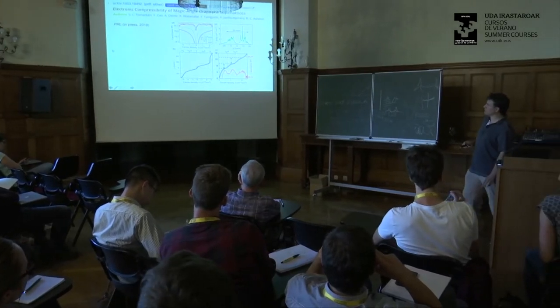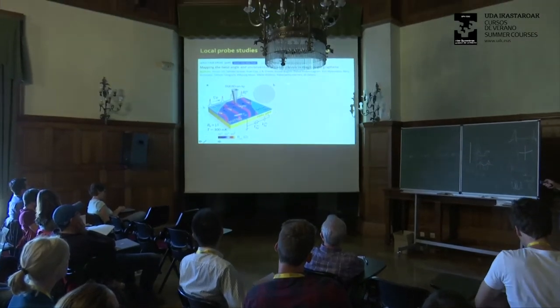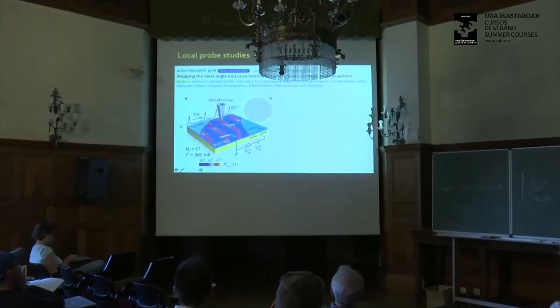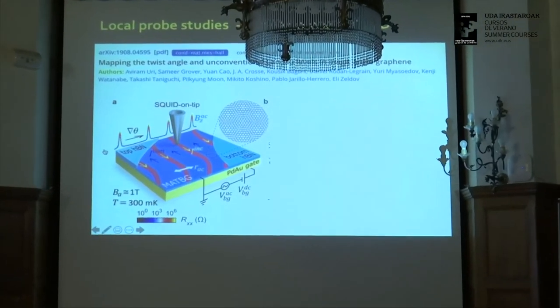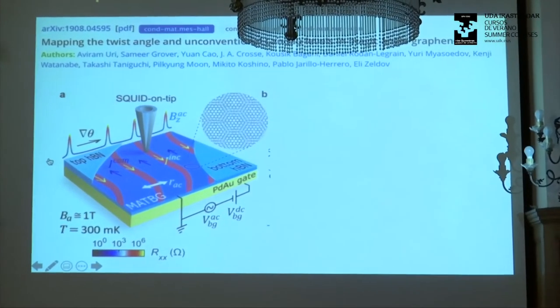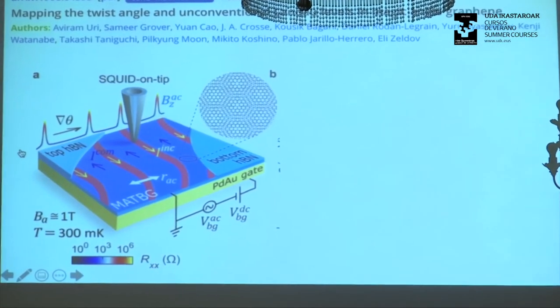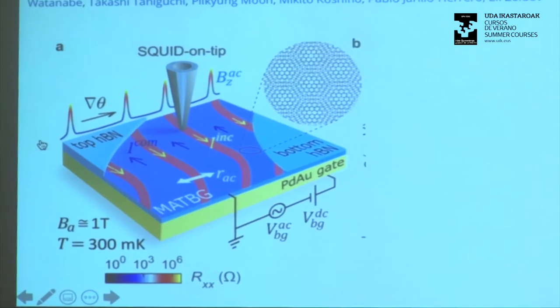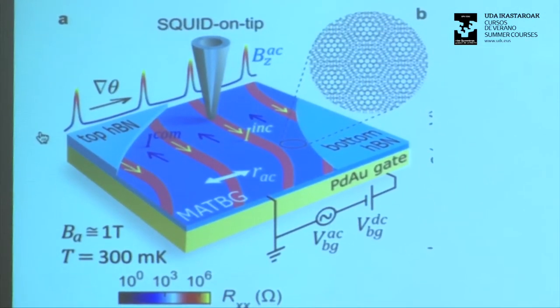And the last bit of data that I want to show is very recent stuff that we posted, my colleague Eli Zeldov and myself. We're doing a very interesting study. Eli Zeldov has developed this technique where they have a SQUID, a superconducting quantum interference device, on a very small tip. This means that you can measure the local magnetic field with very high resolution and precision, okay?